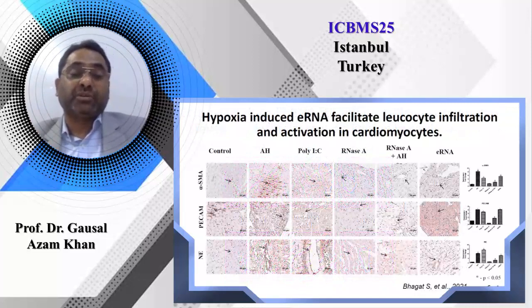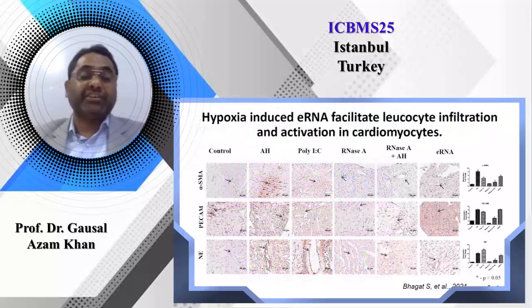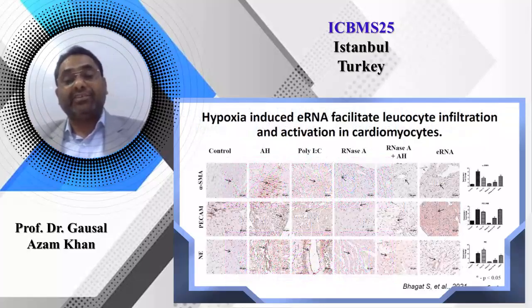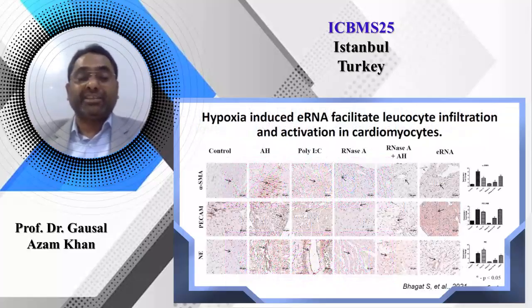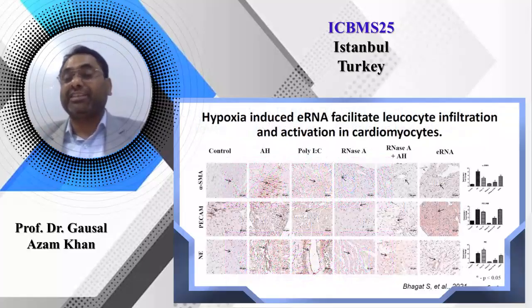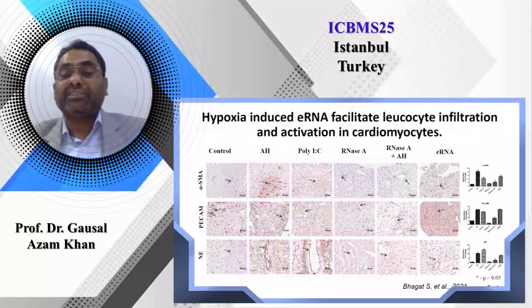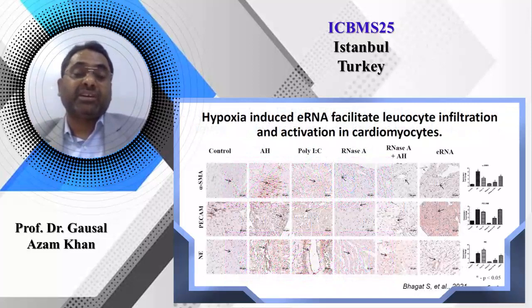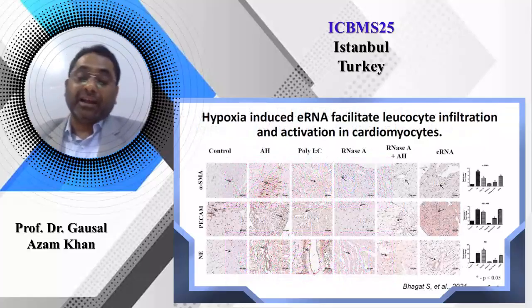We also used the empty stent, and we used alpha smooth muscle actin, SMA, and also PCAM. PCAM is an adhesion marker, and alpha-SMA is a myofibril marker. In both cases, you could see hypoxia-induced eRNA facilitates leukocyte infiltration and activation of cardiomyocytes. Here, if you look at poly-IC, the eRNA is decreased, and there is a significant decrease in the alpha smooth muscle actin expression, as well as PCAM. PCAM is an adhesion molecule, so it is a significant decrease.